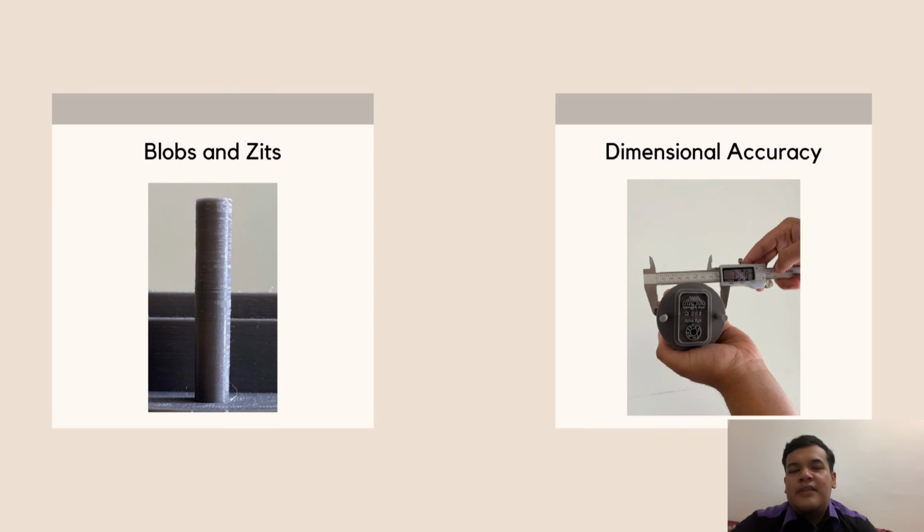Next, the blobs and zits. It is a small mark on the outer shell surface of the prototype model. Lastly, dimensional accuracy. It occurs when the measured dimensions do not correspond to the design intention. Most notably on the prototype are the 2 circles on the lower die shoe, which are supposed to be 7 mm, but the printed part is only 6.49 mm.